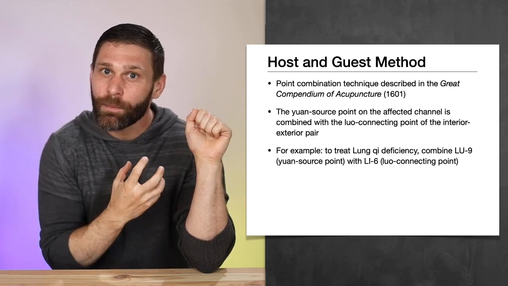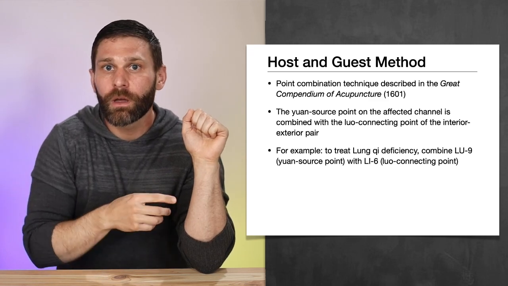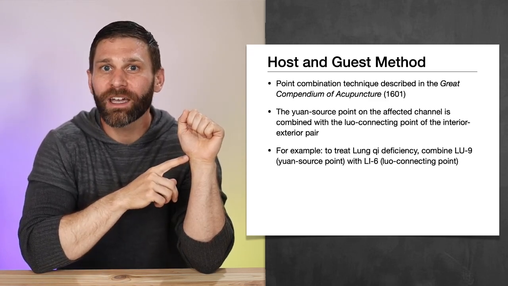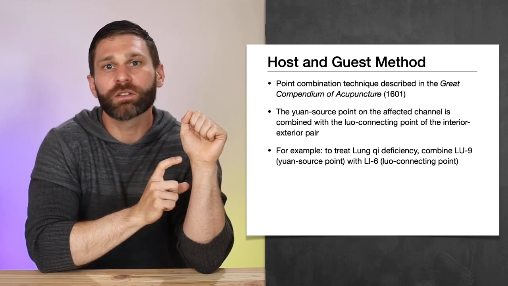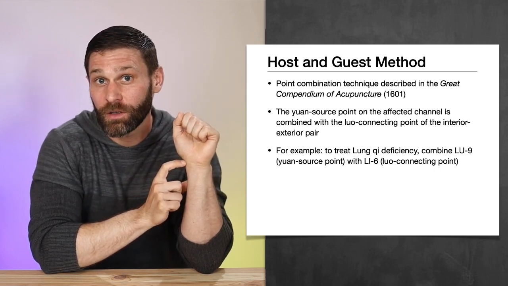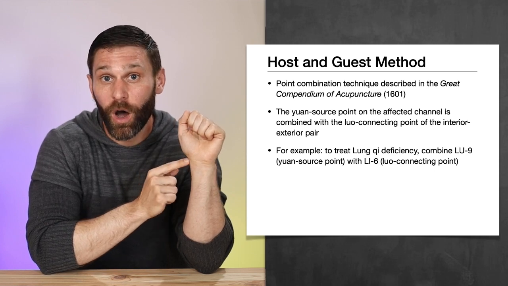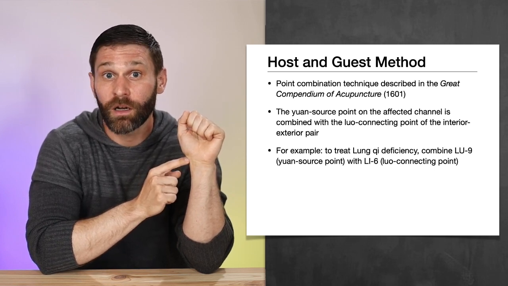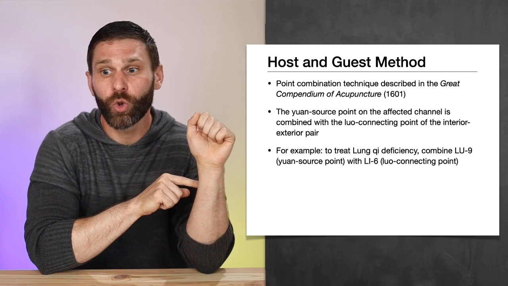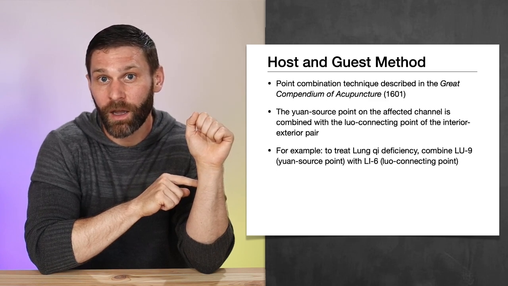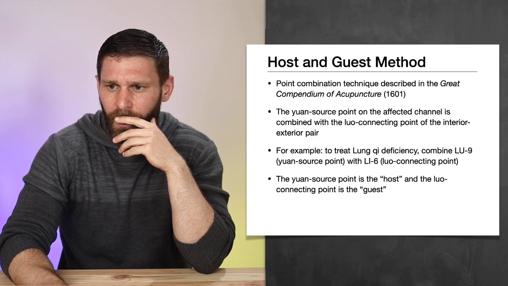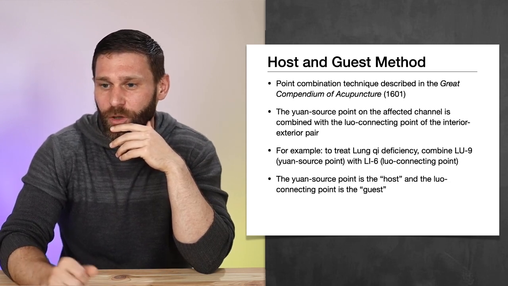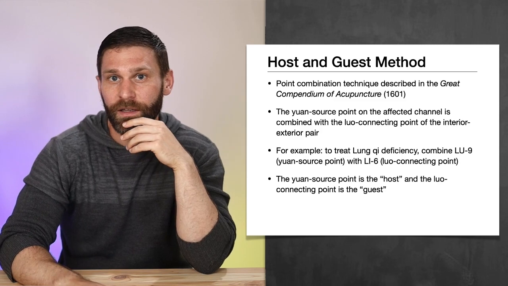We can kind of amp it up. We can kick it up a notch by using the Luo-Connecting Point on the yin-yang pair, so Li6. So this would be a point combination we could use for the lung. We use the Yuan-Source Point on the affected channel, lung 9, and we use the Luo-Connecting Point on the yin-yang pair, Li6. The Yuan-Source Point is the host and the Luo-Connecting Point is guest. That's why they call it guest and host method.